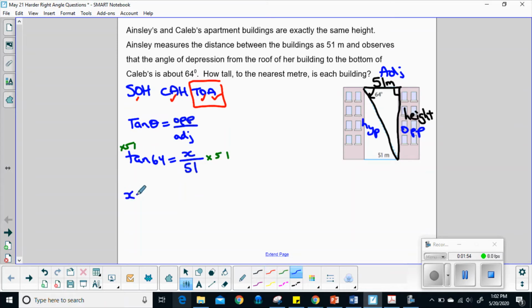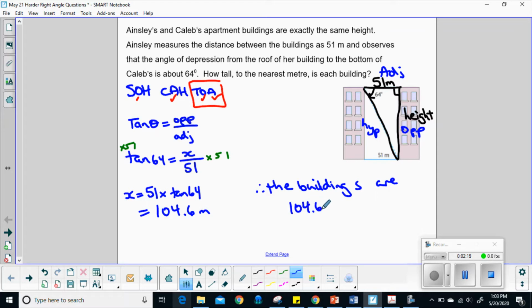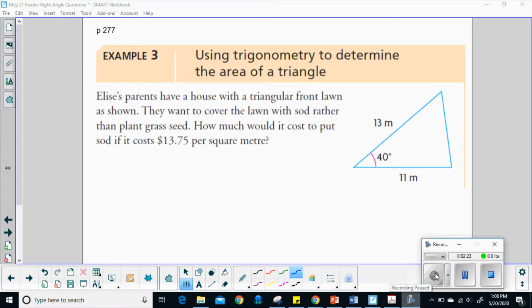So that means in my calculator, I am typing 51 times tan 64, and that should give me, let's see, 51 times tan 64 equals 104.6 meters. Therefore, the buildings are 104.6 meters tall.